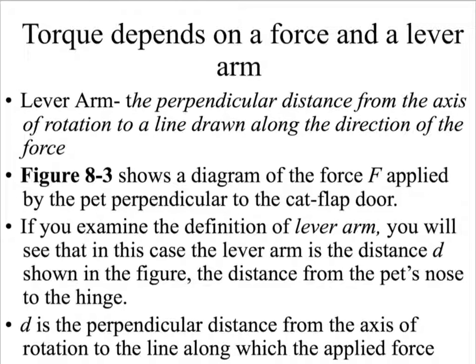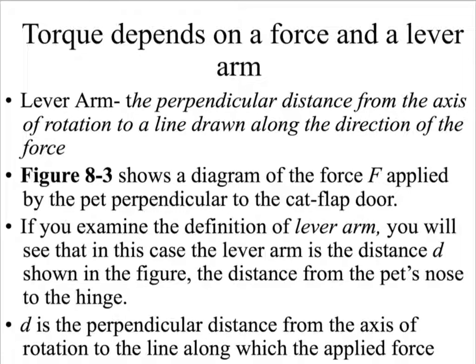Torque depends on a force and a lever arm. There needs to be both. And here I'd ask you to look at page 279, figure 8.2 and 8.3, and it shows a cat coming through a hinged door, and the figure next to it is a picture of it. But we need a lever arm. And the lever arm is the perpendicular distance from the axis of rotation to a line drawn along the direction of the force.